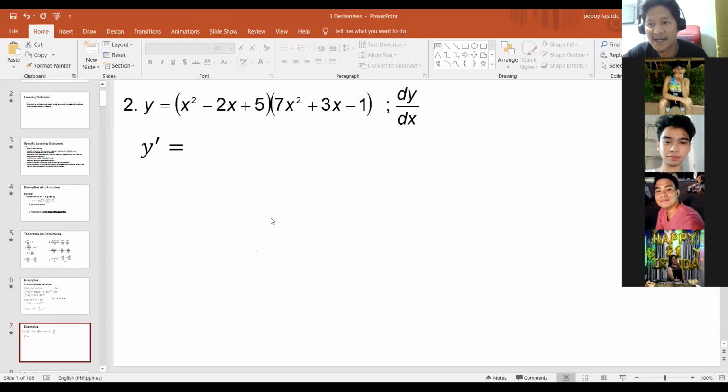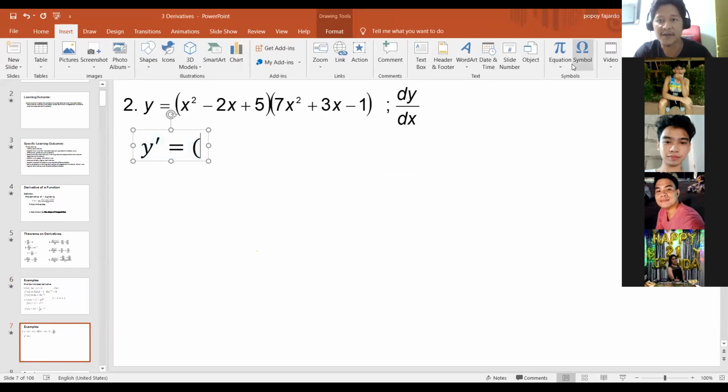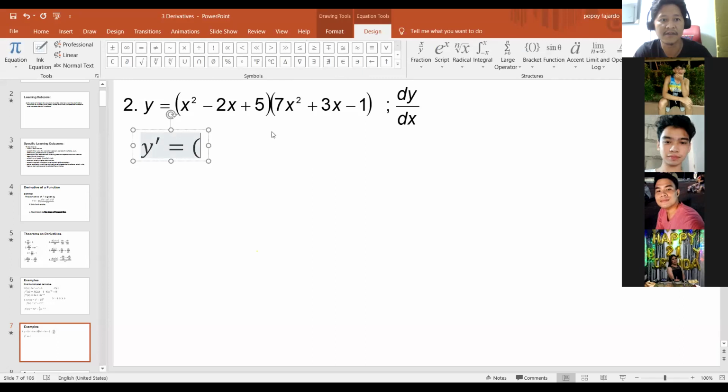So, product rule naman ang example natin. So, product rule, ang gagawin natin dito, first is we copy the first factor. So, copyin natin siya. Copy natin si x squared minus 2x plus 5. Okay.